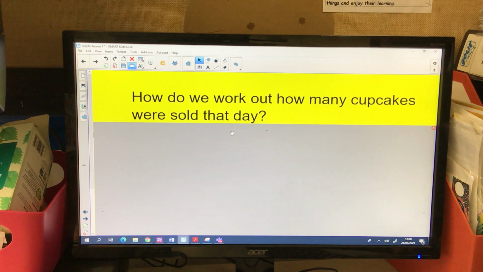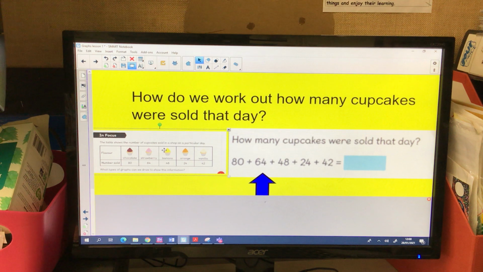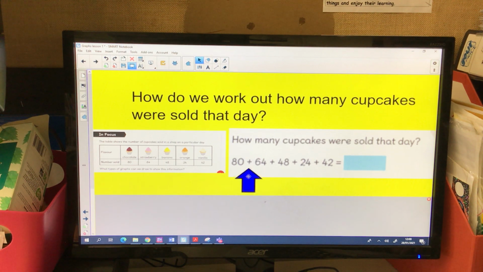If you were asked a question like this, how do we work out how many cupcakes were sold that day? Well, if we had this chart here, you would see the number of cupcakes, and you might need to do a calculation like that. That's a bit of a clue for some of the work that you might have to do today. There's the 80, that was the chocolate, there's the strawberry, banana, orange and vanilla, and it's actually suggesting that you have to add that up, and then you'll be able to work out the total number sold that day.